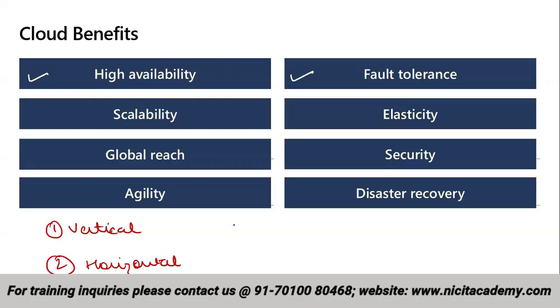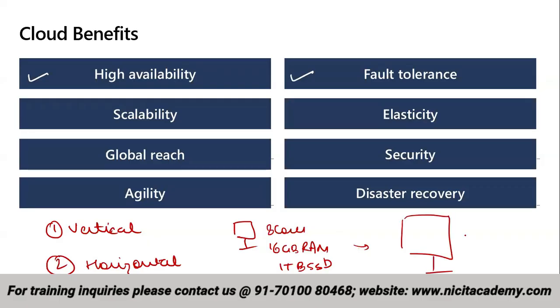Absolutely correct. Let's say you have a virtual machine here. This is 8 cores, 16 GB RAM, 1 TB SSD, right? If I do vertical scaling, what I'll eventually end up doing is I will increase the capacity from 8 cores to 16 cores, right? So now I'll have a bigger machine. Let's say 16 cores of CPU, 64 GB RAM, and 2 TB SSD. This is called vertical scaling, where you scale the existing resource itself.